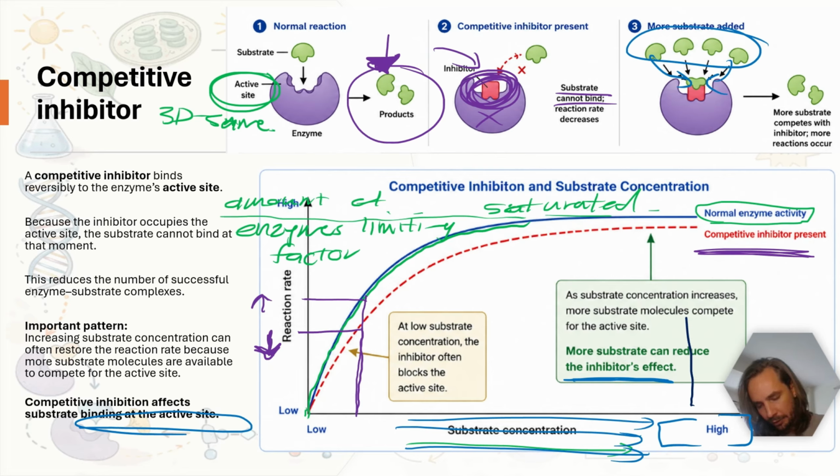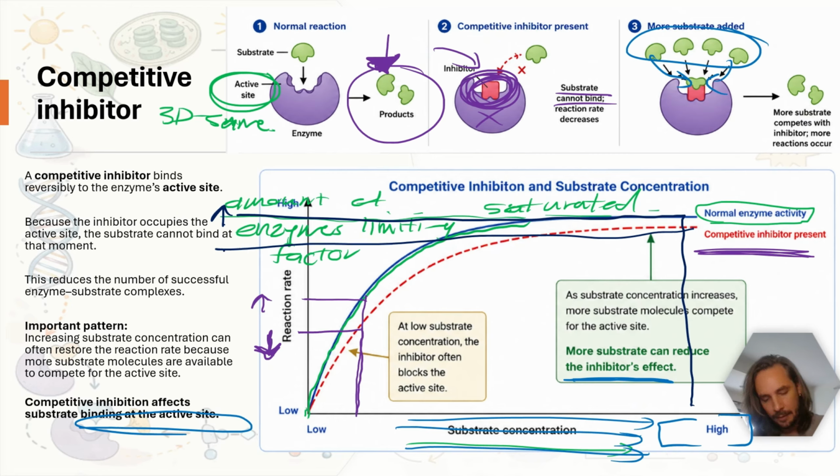So at a very, very high concentration of substrates, it will almost be the same or just a little bit lower than the normal enzyme function, which means that if you want to overcome competitive inhibition, you just add more substrates.